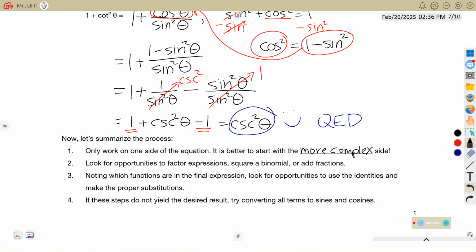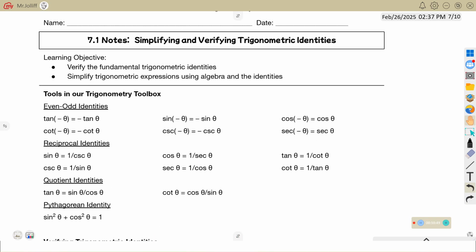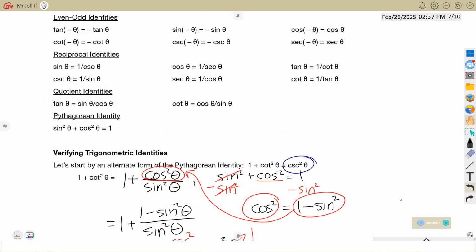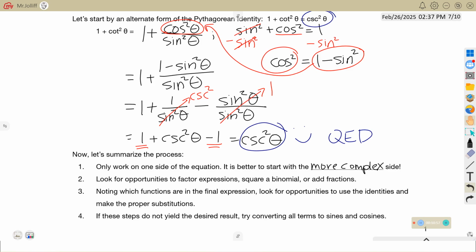Once you've done that, you're going to take everything you know about trig, which is at the top of the page in your toolbox, along with everything you know about algebra: factoring expressions, squaring binomials, adding fractions, grouping like terms. And the goal is to take the complex side and shrink it down to the second side, the simple side.